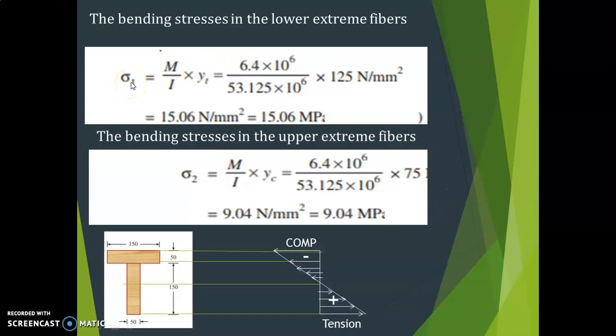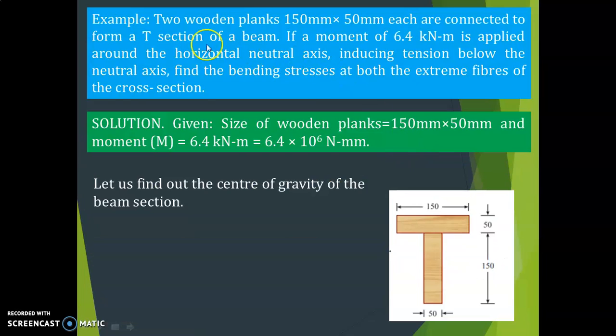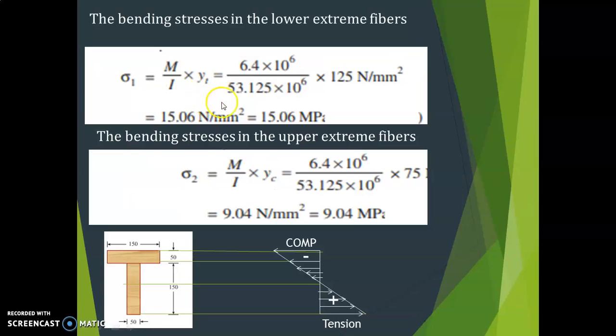So we can write the formula as M divided by I is equal to sigma divided by Y. If you want to find sigma, we can write the equation like this: M divided by I into Y. Now I am finding first the bending stress in the lower extreme fiber, YT, because in the question it is given that it induces tension below the neutral axis. So below the neutral axis, that is tension.